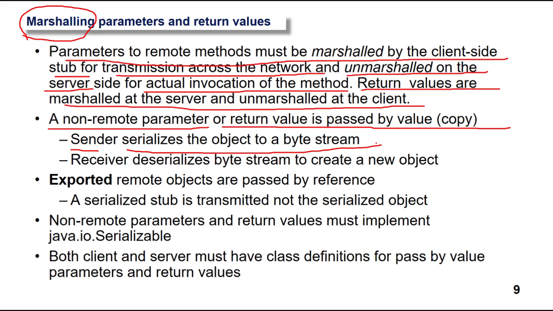If this is an object or primitive type or whatever it is, it needs to be converted in its entirety to a stream of bytes that can be transported over the internet, and then the receiver deserializes the byte stream to create a new object. We call this pass by value copy, where you're sending the entire value of the object or parameter over the internet.